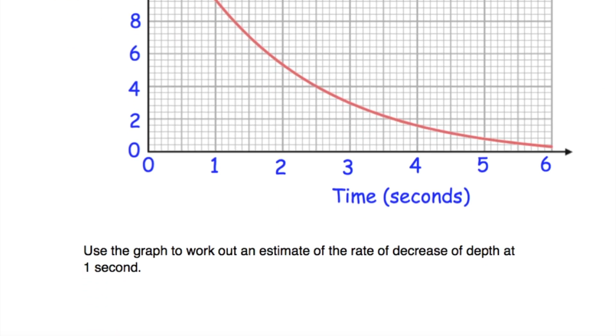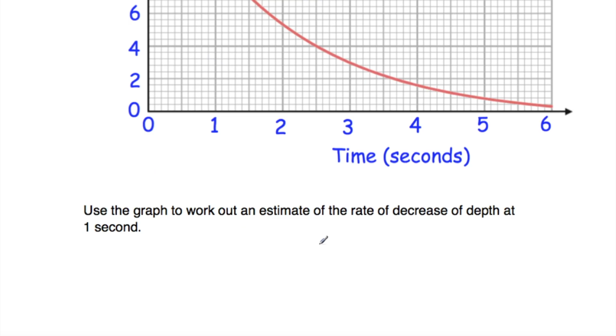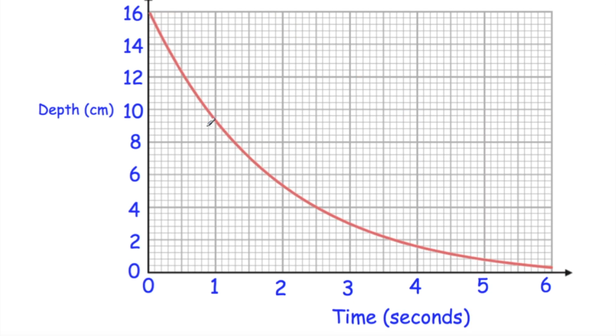And then if we go on down, we're told to use the graph to work out an estimate for the rate of decrease of depth at 1 second. Because it says at 1 second, we're working out the instantaneous rate of change. So we want to work out the gradient of the tangent at 1 second. So let's draw a tangent at 1 second.